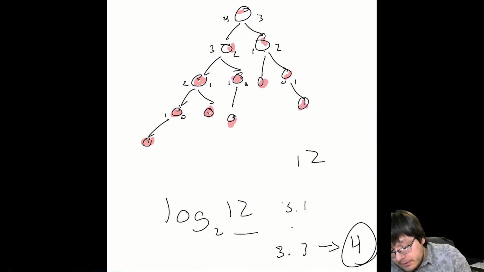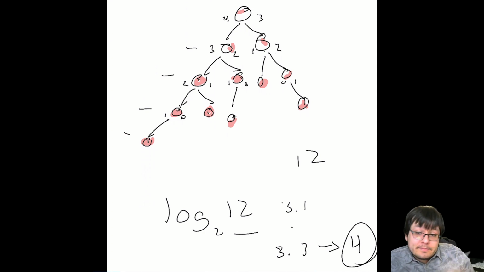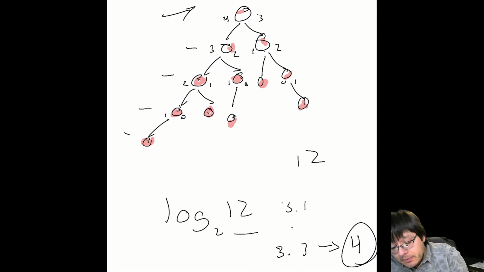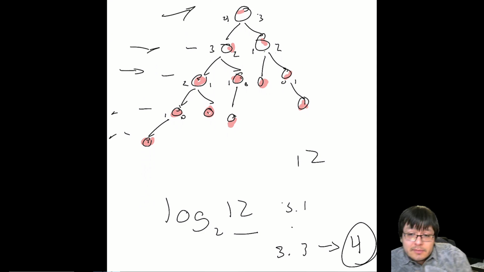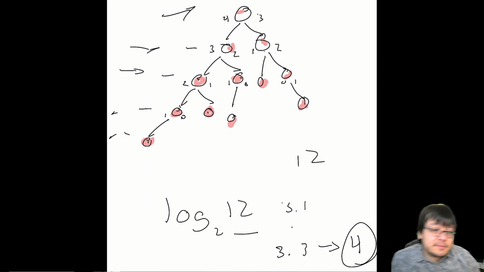Is that what we got here? 1, 2, 3, 4. But what if we started counting from here? And we get 1, 2, 3, 4, 5. So it's close enough.